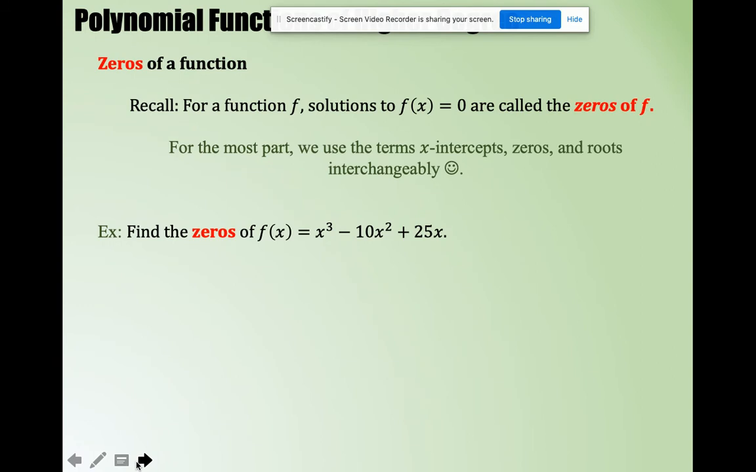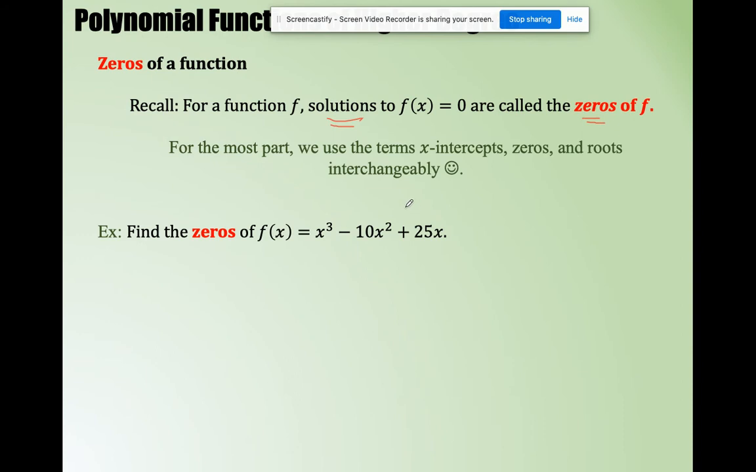Speaking of zeros, for a function, if you set it equal to 0, the solutions are called zeros. A solution just means one side of an equation is equal to another. Is there some value that makes one side of an equation equal to another? Well, if one side of the equation is 0, then the solutions are called zeros. Graphically, those are called x-intercepts.